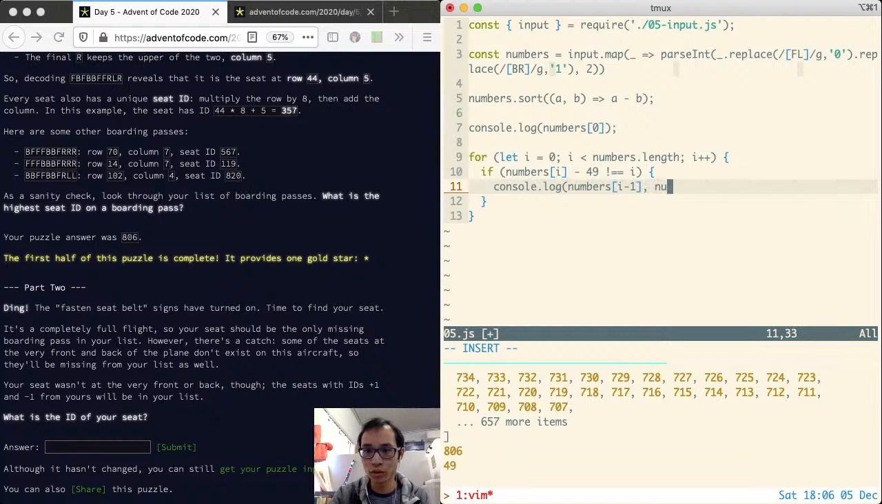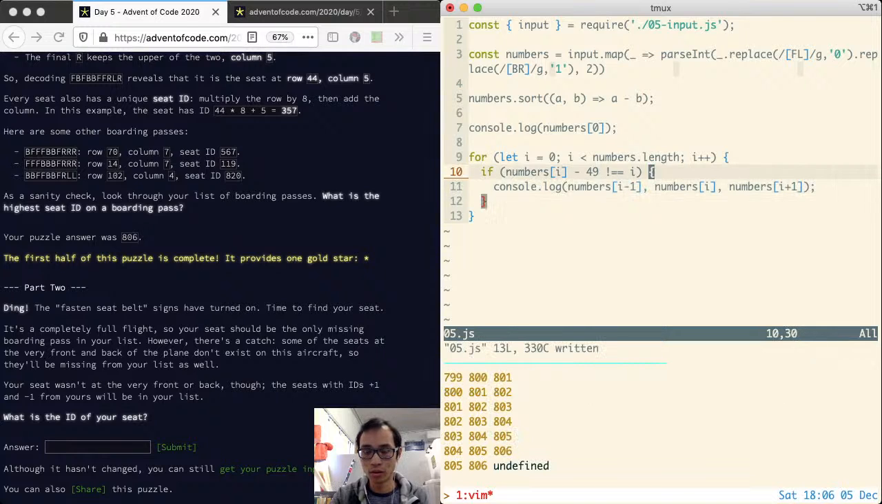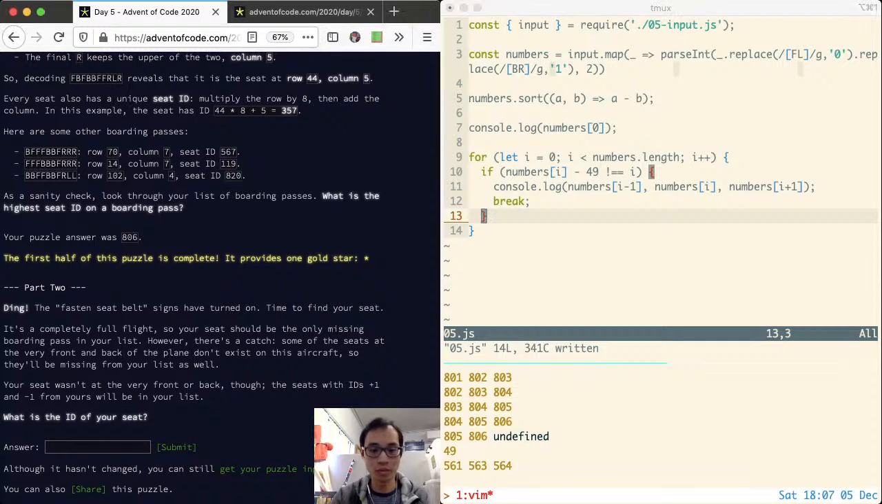And I'm not sure, I don't trust myself to do this right, so I'm just going to do it like this. Right, this has to be the first time only. 562 is the missing number.